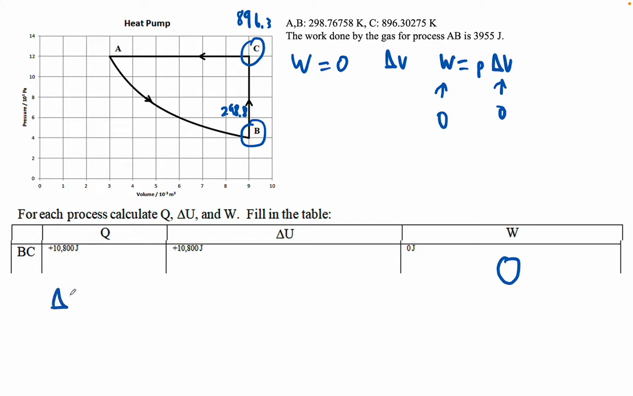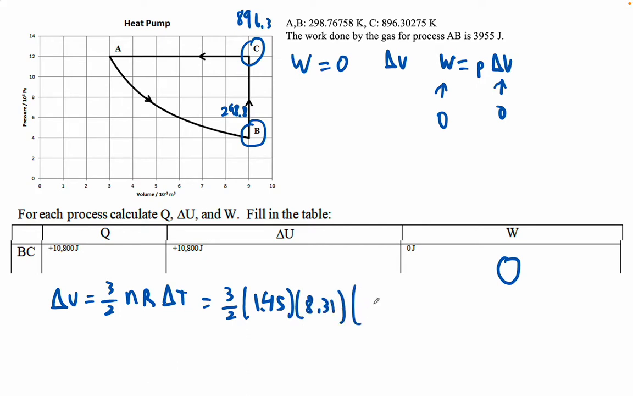You could just use this, since we know the temperatures, right? The change in internal energy is 3/2 nR change in temperature, right? So it's going to be 3/2. n is 1.45, we know that from previously. It's not on this page, but R is 8.31. And then our change in temperature is 896.3 minus 298.8, right?